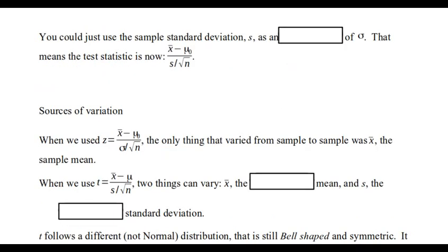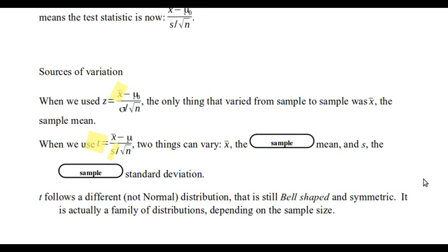Notice that when we used z as our test statistic, the only thing that varied from one sample to another was x bar, the sample mean. Everything else was from the null hypothesis or the sample size. However, when we change the population standard deviation sigma to the sample standard deviation S, we now have two things that vary from sample to sample: x bar, of course, the sample mean, and S, the sample standard deviation. This gives us a different test statistic, no longer z, now called t.